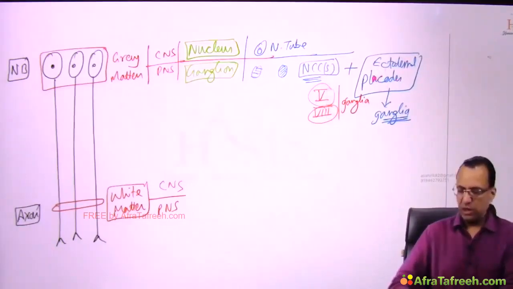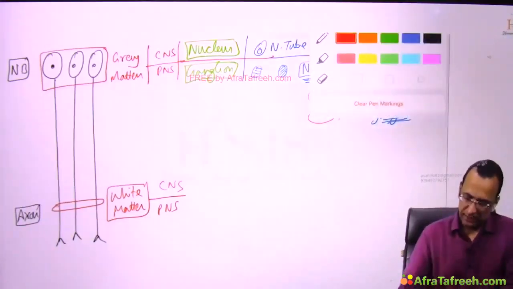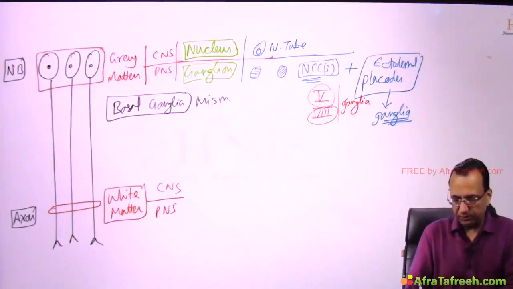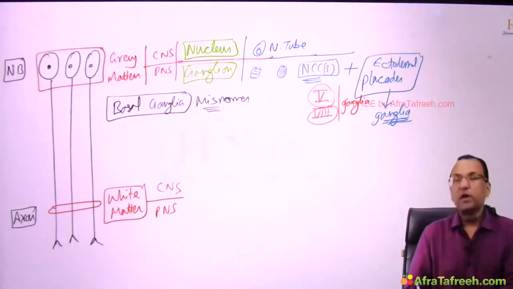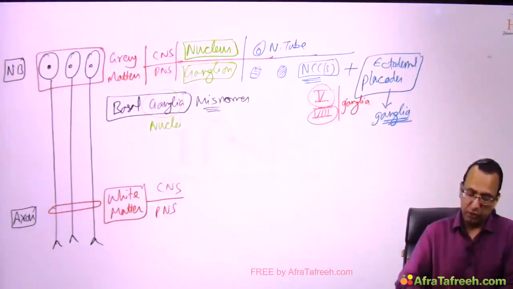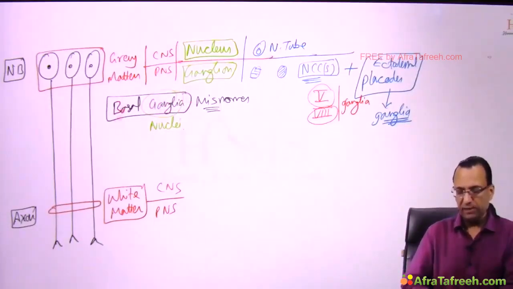Now I'll tell you one misnomer here. The basal ganglia is a misnomer. Why would you say basal ganglia is a misnomer? Because you cannot have ganglia inside the brain. Then what should I call it? You should call it basal nuclei. That is the correct term. So basal ganglia is a misnomer because you cannot have ganglia inside the brain. You should better call it basal nuclei. That will be correct. We use it, but it is wrong to say ganglia.